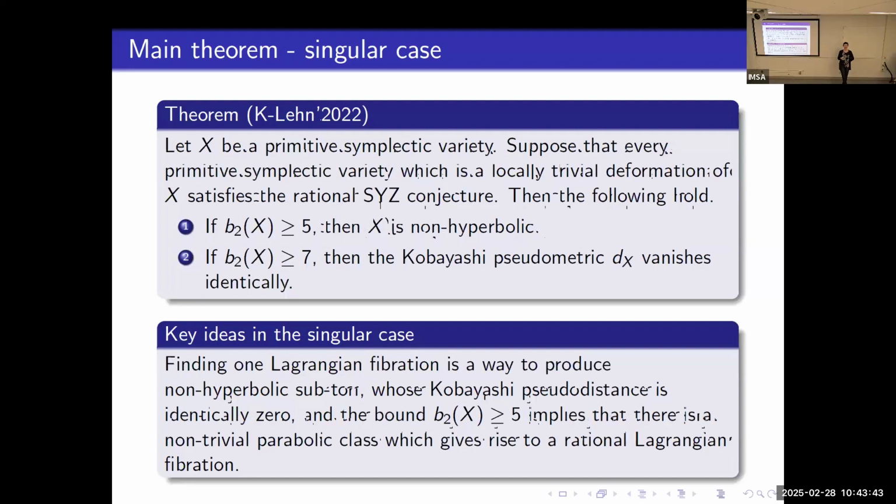And the rational SYZ conjecture, has that been proved for some cases? Or is it proved only in the smooth case, as far as I know.